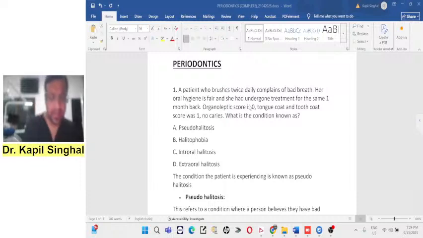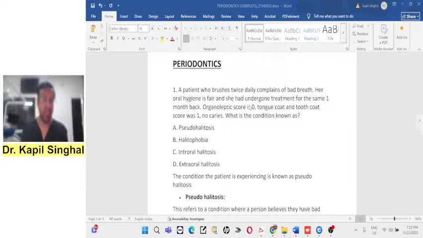So in this question, if you see whatever history he has given for the patient, it is very clear that the patient does not have any bad breath. It is just that the patient believes that the bad breath is present, because his organoleptic score is also 0, and there is hardly any tongue coat. So this is a condition in which there is no halitosis. So we can easily rule out options C and D, intraoral and extraoral halitosis.